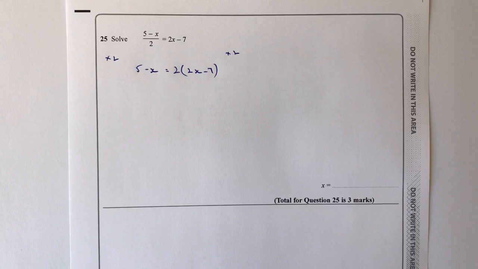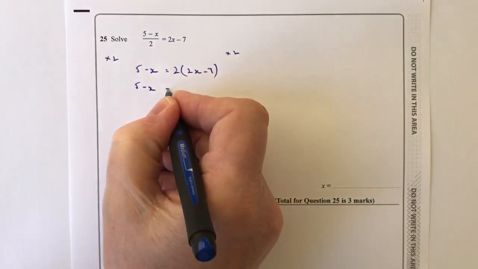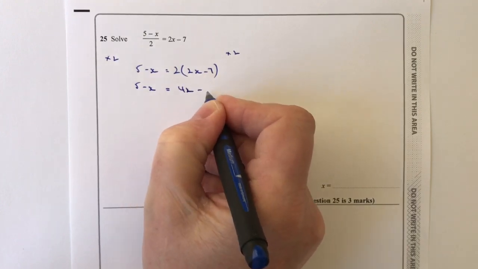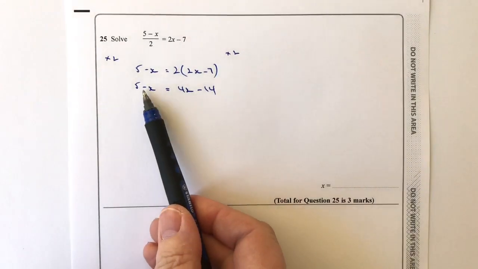All right, so let's just get rid of those brackets. I'm going to leave 5 minus x as it is, and I've got 4x minus 14. Now this is a little bit tricky because the instinct always is to put the x's on the left hand side, but actually in this particular case, if you put them on the right hand side, it's going to make the calculation a little bit easier because I've got a minus x here.